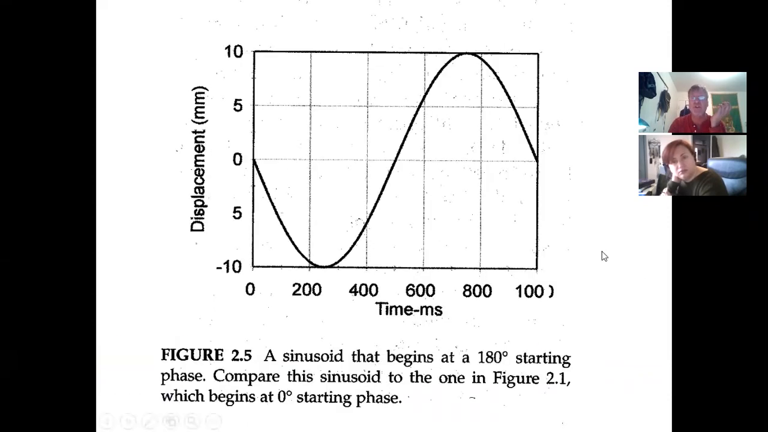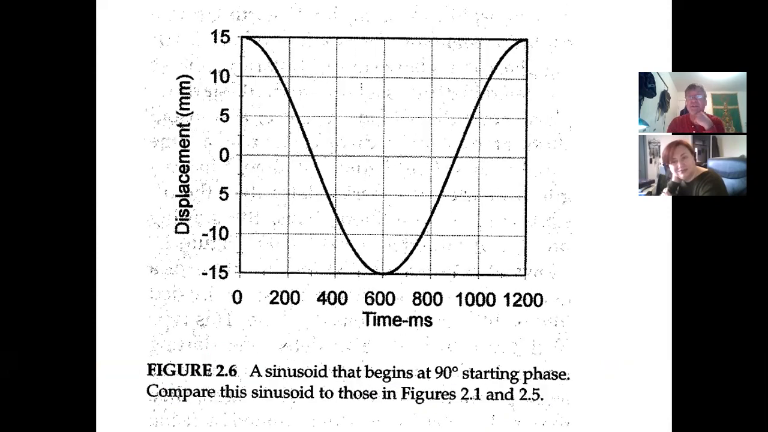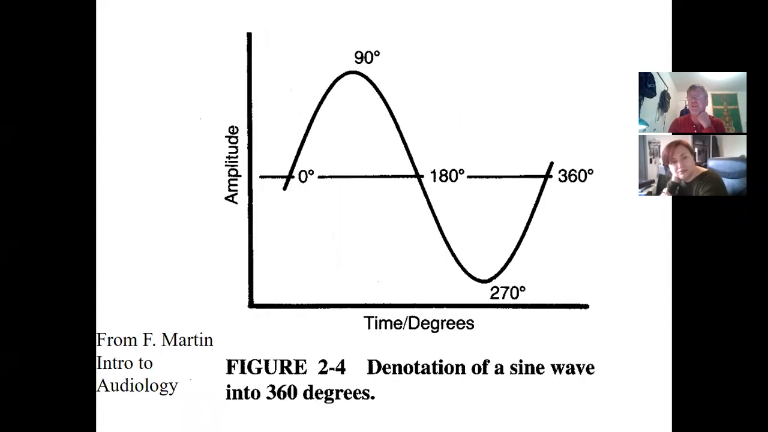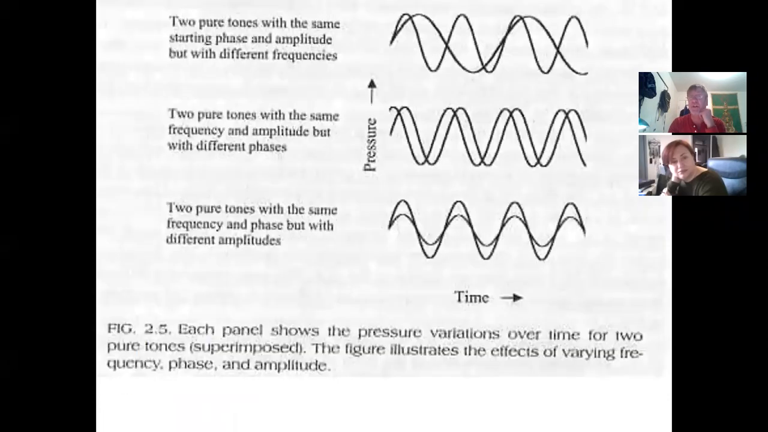This one here started in a rarefacted phase and then condensed. Doesn't mean it's not a nice wave. It's just different. Here's another wave that started at 90 degrees phase, but it also is a single cycle, because now you're back to where you started. So this is just showing you three different phases of a single cycle.